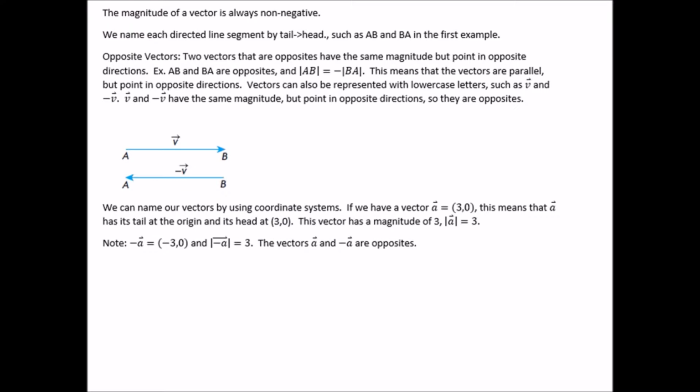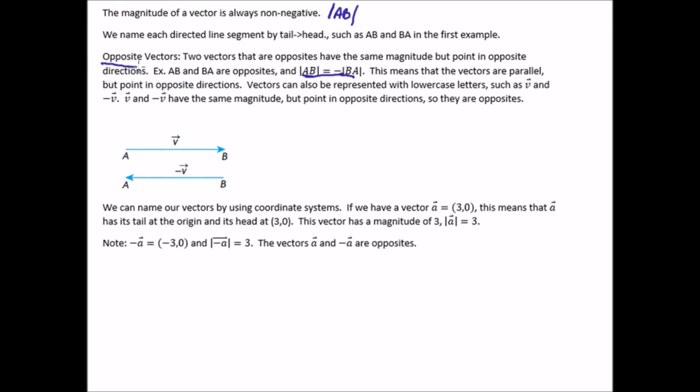When we talk about magnitude, magnitude is always non-negative. So you're going to see it in absolute value bars, like |AB|, for example. We name each directed line segment from tail to head, such as AB or BA in that first example.